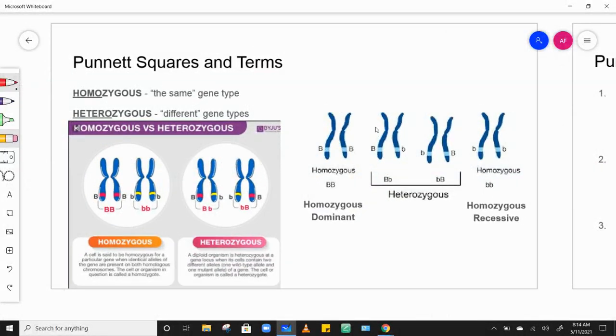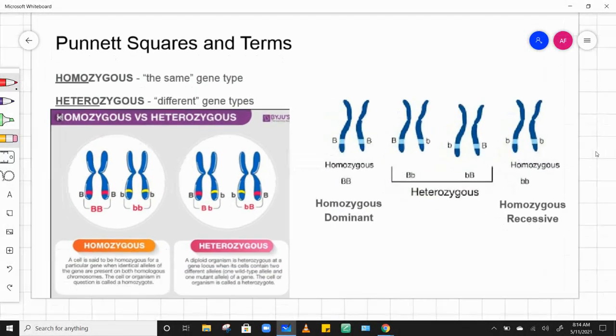Now, there are some terms here. When we do a Punnett square, we get different mixes of the alleles. If the resulting genotype has two of the same gene, we call it homozygous. So it could be homozygous dominant, like this one here, where we have both dominant. Usually we write the dominant ones with a capital letter. So any dominant gene we put as a capital letter. Homo means the same.